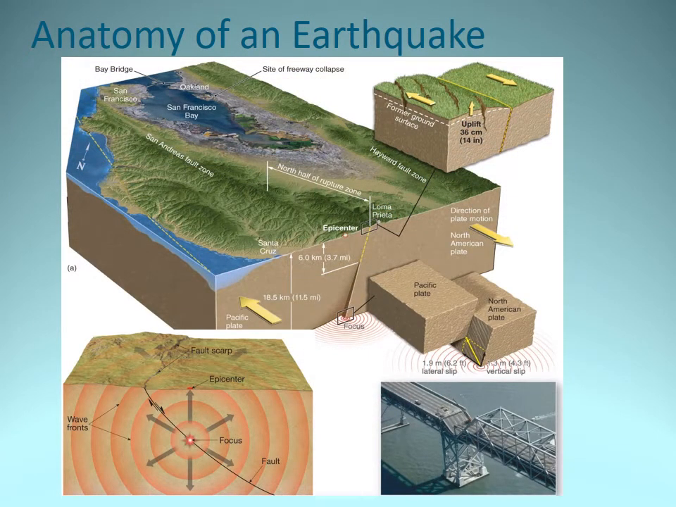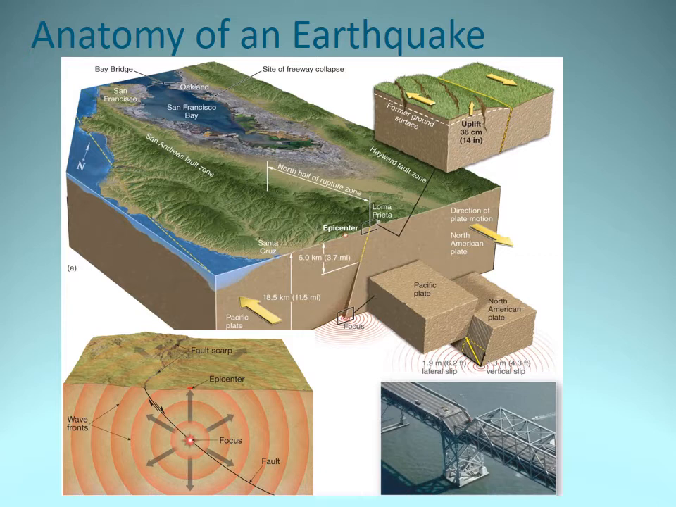So a little bit about the anatomy of an earthquake. On the top here, we're looking at the Loma Prieta earthquake of October 1989. This devastated parts of the Bay Area. What's interesting about this is that the epicenter of this earthquake was quite far away from San Francisco, but because of how large the earthquake was, it still devastated parts of San Francisco, Oakland, and the Bay Bridges.